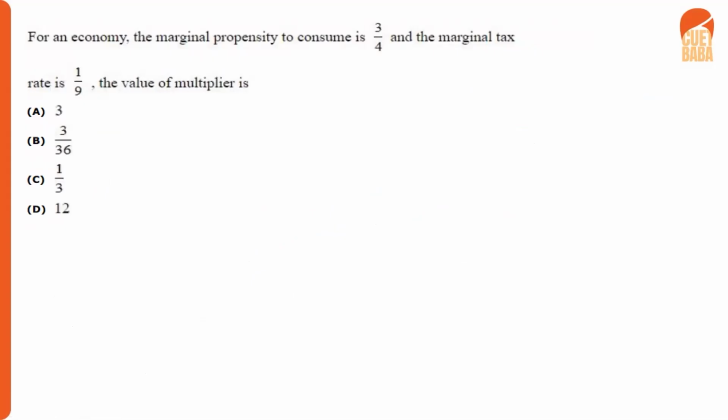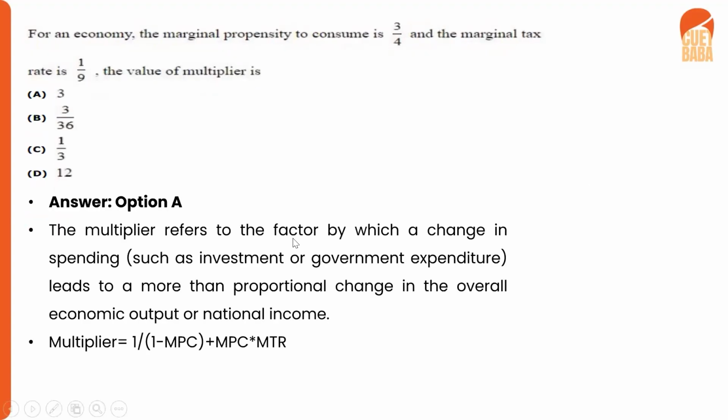Next we have, for an economy, the marginal propensity to consume, that is the MPC, is equal to 3/4 and the marginal tax rate is 1 by 9. So the value of the multiplier we have to find over here. Again, it's very simple and everything is given in the question. You have to just put it into the formula. The formula is given over here: multiplier is equal to 1 divided by 1 minus MPC plus MPC into MTR.